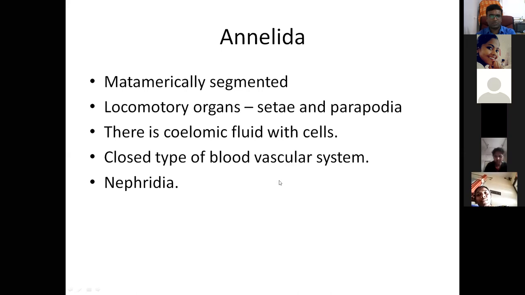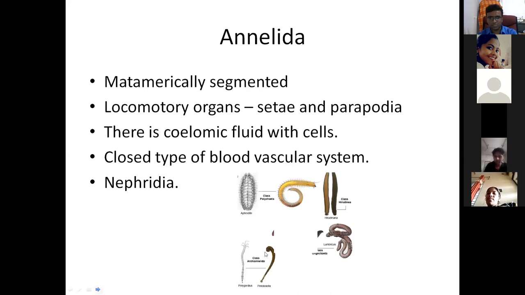Yes, fine. Hope all of you know that. Shall we move to the next slide? Yes, these animals, you can name them also. Hirudinia, what is the common name? This is a Hirudinia. What is the common name? Leech, correct.